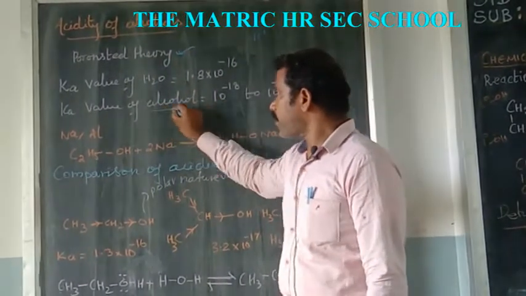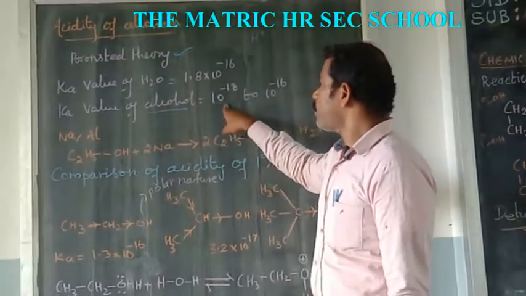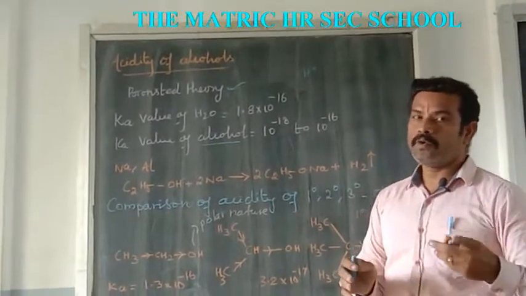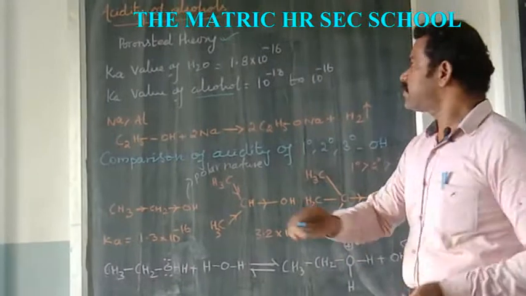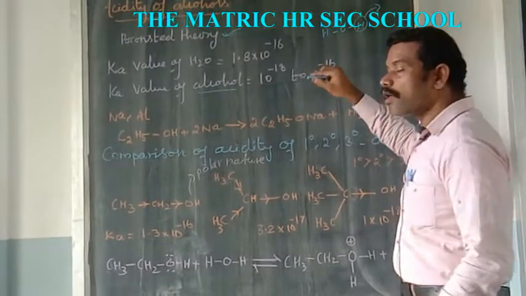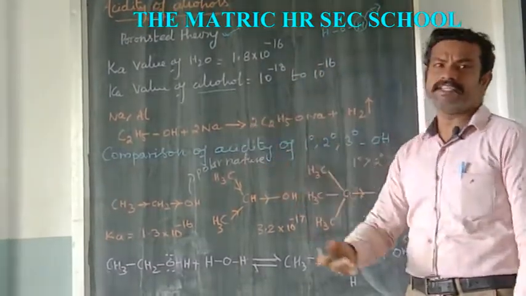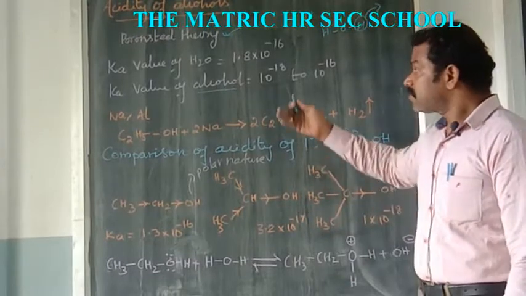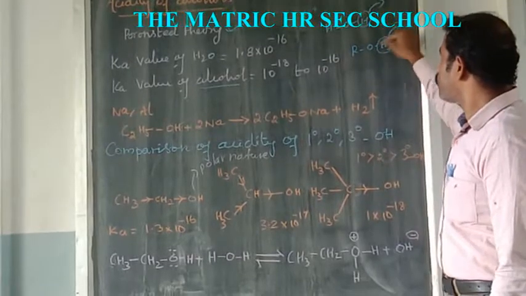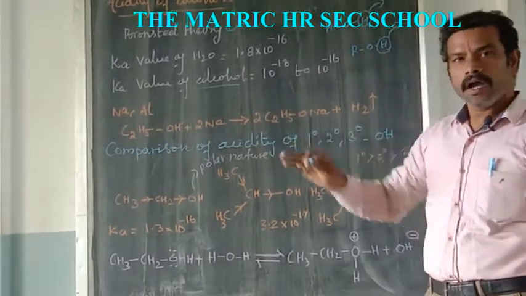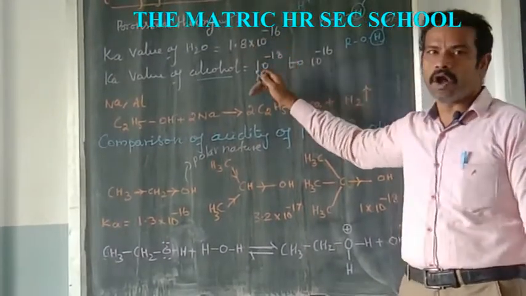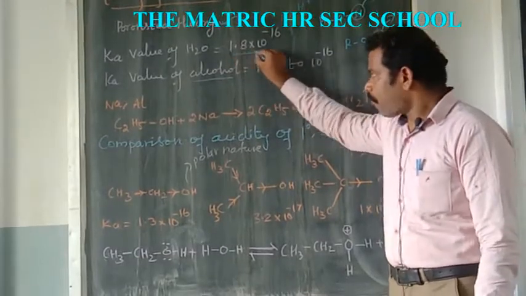The Ka value of water is 1.8 into 10 to the power of minus 16. As for alcohols, for all alcohols the Ka value is 10 to the power minus 18 to 10 to the power minus 16. Water is a neutral compound, but water easily produces a hydrogen or proton, so a partially acidic nature is possible. As well as that, alcohol ROH donates a proton, so an acidic nature is possible, but water is more acidic compared to alcohol.